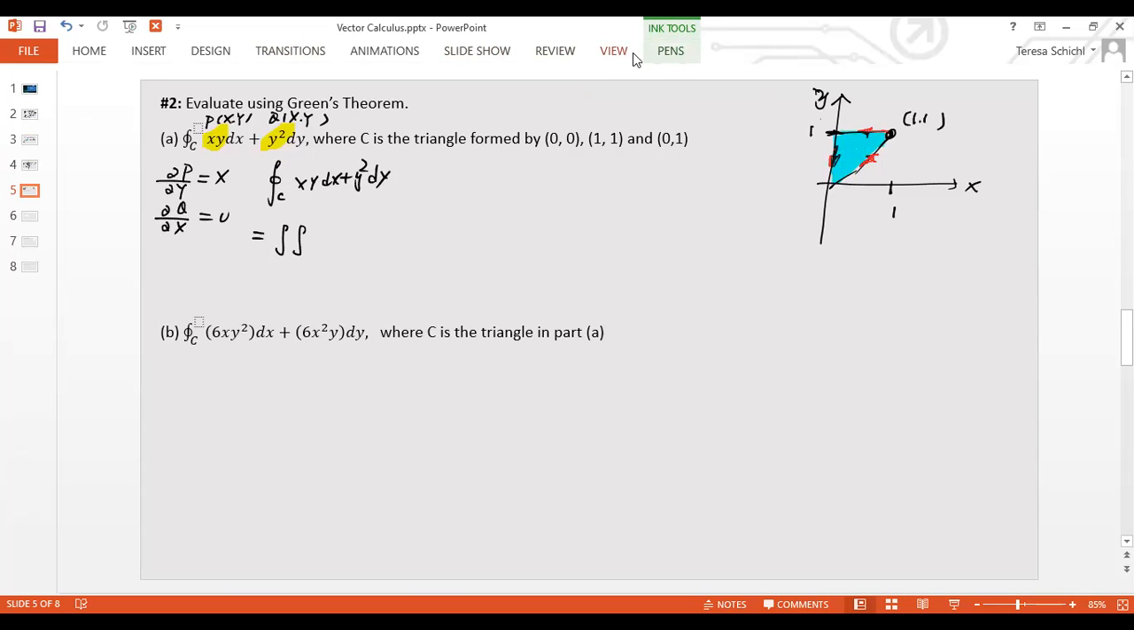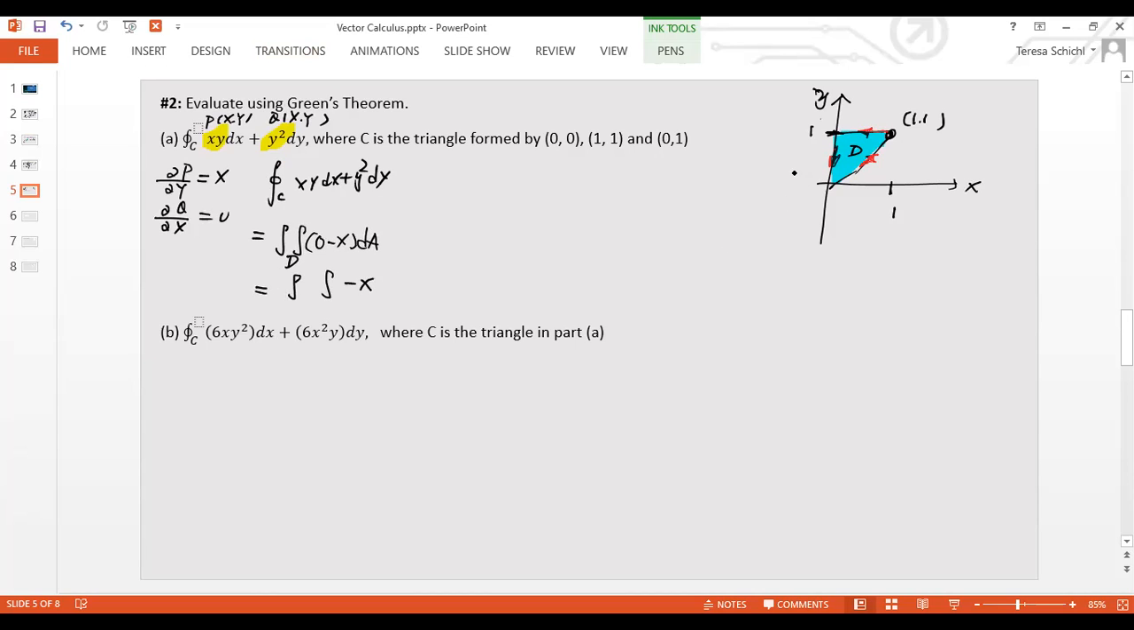If I call this region the triangle, then the integrand is ∂Q/∂x minus ∂P/∂y, so it will be 0 minus x. Then you take the integration over this area. So this is negative x.